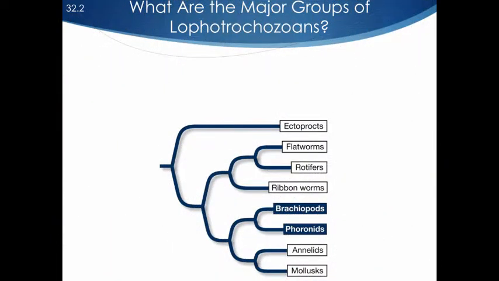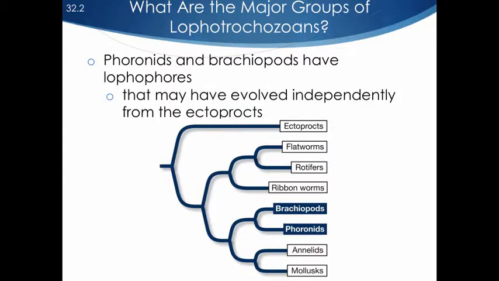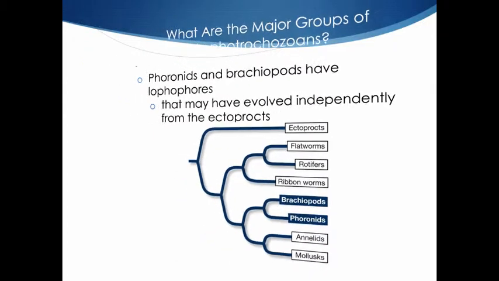Alright, so now we're going to continue on with our second monophyletic group, which includes brachiopods and phoronids. And they also have lophophores. And they may have evolved independently from the ectoprocts, but we don't really know exactly.